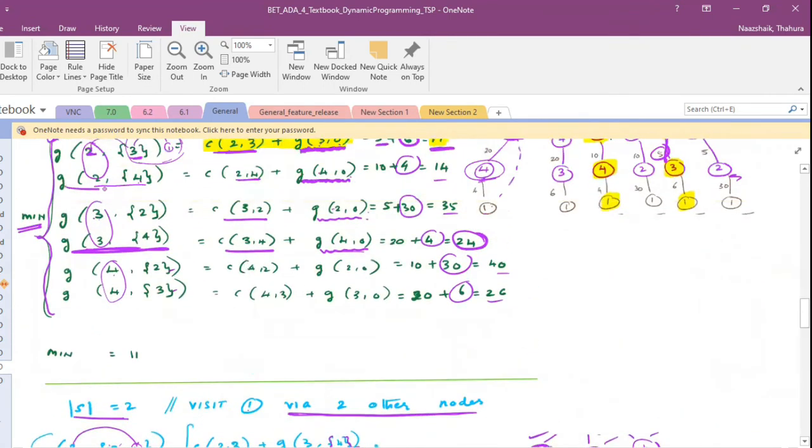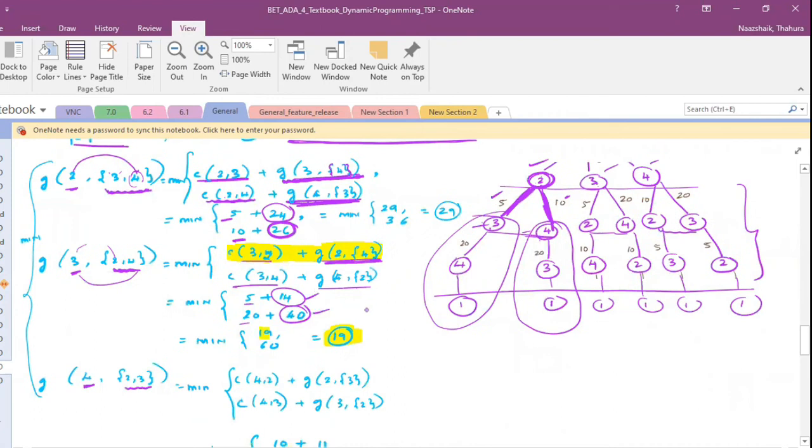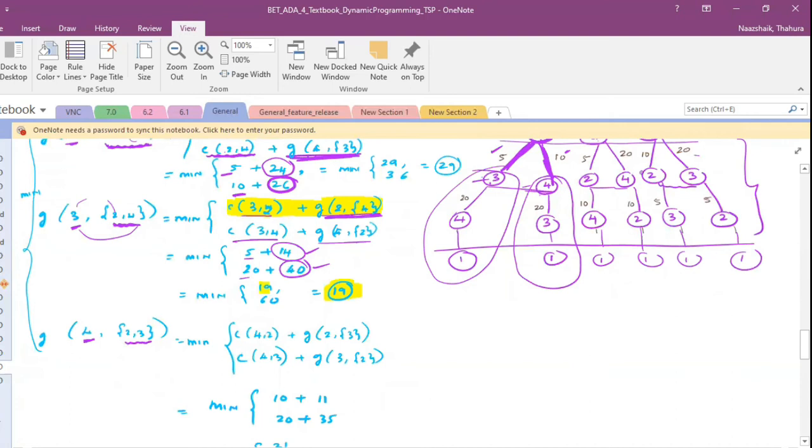You have done this here, right? So it is 14. That's how you pick it up. And finally, when you do this third choice, you have to solve this also. This third set also you have to solve. So how do you do that?